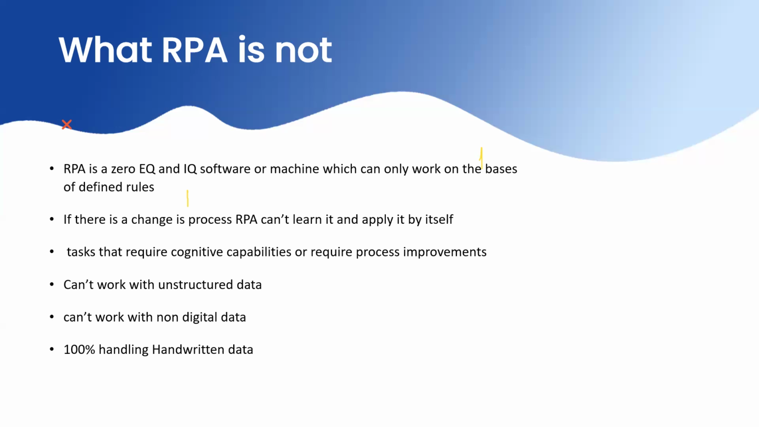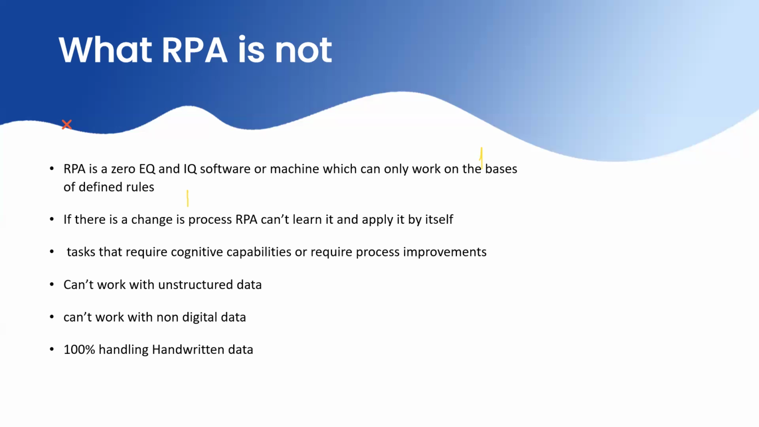If my body needs to learn by itself, my brain needs to learn it first, and then it will give commands to my body to do that thing. So RPA is the body, and the brain is like ML and AI models. Tasks that need cognitive capability or require process improvement, we can't do, definitely. It can't work with unstructured data. Suppose one data I send from email, another from a voice message, another from hand gestures. Definitely, it can't work in that format.